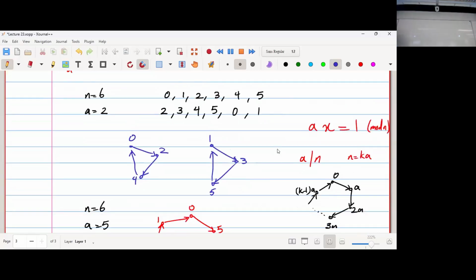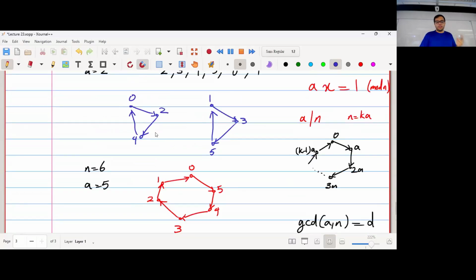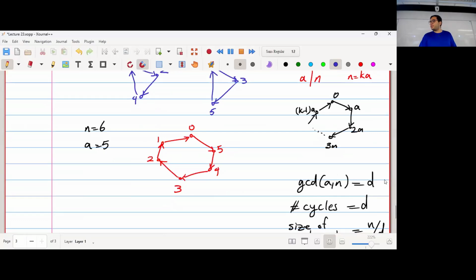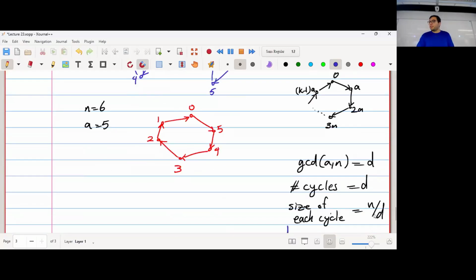If I fix an n and an a, and then I create this permutation and look at its cycles, the cycle containing 0 is going to consist exactly of all the multiples of the GCD of a and n. Okay, so every multiple is in that cycle, and everything that is in that cycle is a multiple of d. Okay, so how many cycles am I going to have? I'm going to have d cycles, and each of them is going to have a size of n over d.